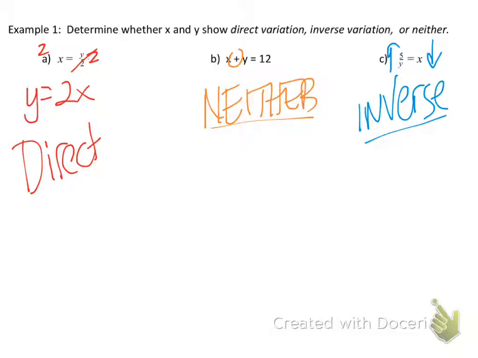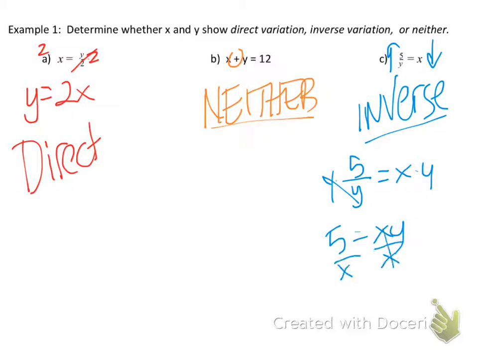We should get in the habit and know how to solve this for y. And so to do that, if we multiply both sides by y to get the y out of the denominator, we get 5 equals x times y. And then dividing by x, we get y equals 5 over x. And so our constant of variation would be 5.